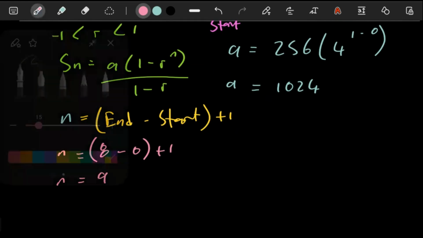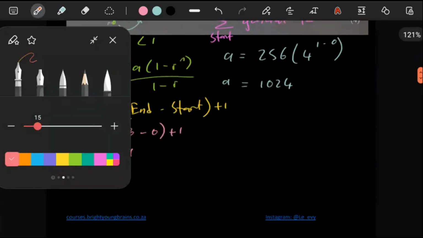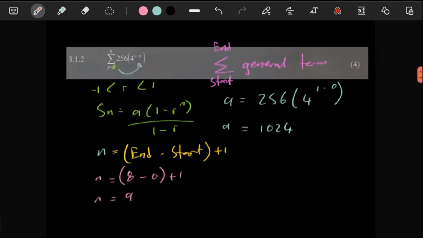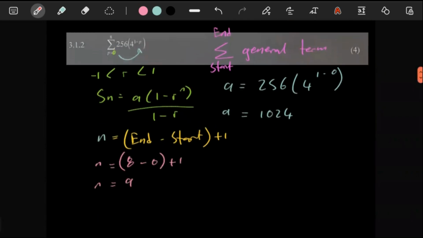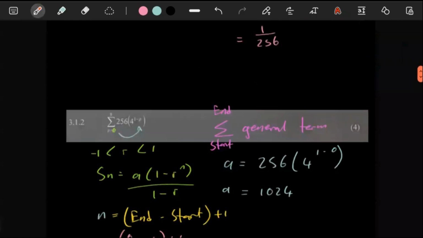This is where things get really important, because I'm pretty sure if you did this paper and you're looking at this question, you're probably like, oh yeah, that's probably why I lost my mark. But anyways, we have N, we have A. As long as we have A and N, R is just, without overthinking, we know that R is a quarter.